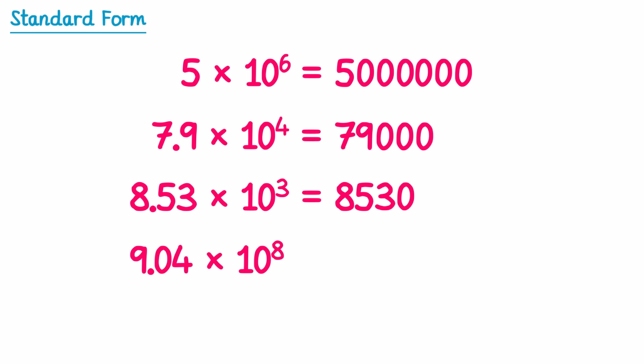What if it was this one? Well, this time we're going to multiply 9.04 times 10 8 times. So if we did it once, we get 90.4. A second time, 904. And then a third, fourth, fifth, sixth, seventh, and eighth time. So we end up with this number here, which is 904 million.